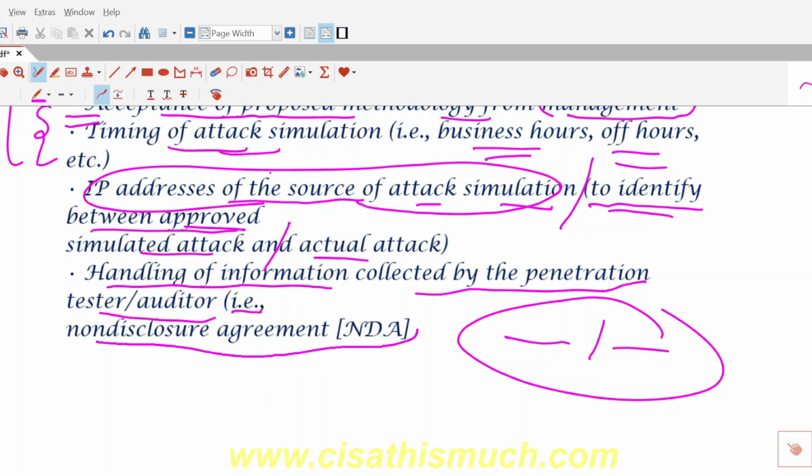That is a non-disclosure agreement, NDA. This is very common. We have discussed in the past also that when you are conducting penetration testing, you will be getting a lot of information. So all this data is confidential, and no party will disclose this information, right? Even the testers and the auditors are not supposed to disclose it. So we will have a non-disclosure agreement for that, right?